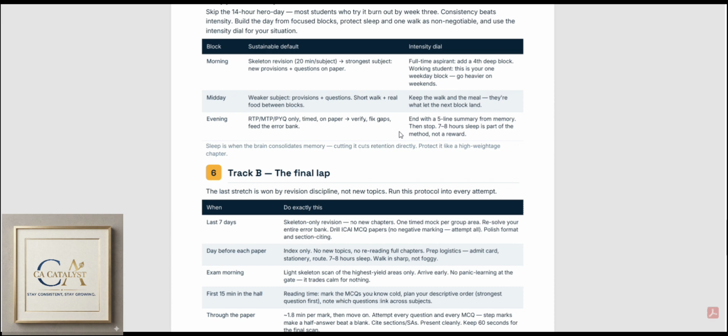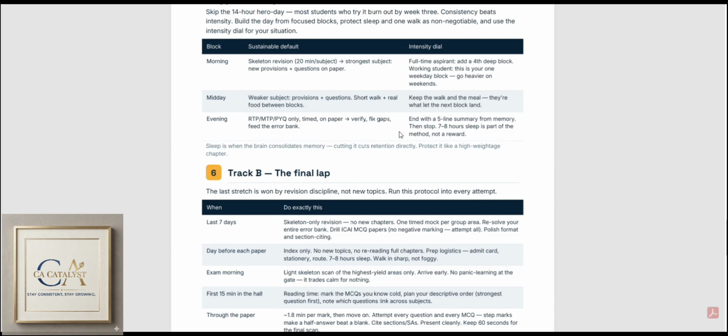This is for the students who are doing full-time preparation, not the last day of revision. At the end of the day, you should learn a 5-line summary of what you have studied all day as a memory, and then stop, and then go for your 6 hours or 7 to 8 hours of sleep as a part of the method, not as a reward but as a part of the method.